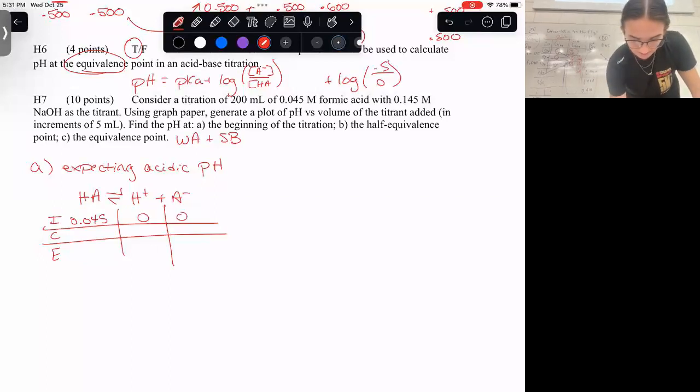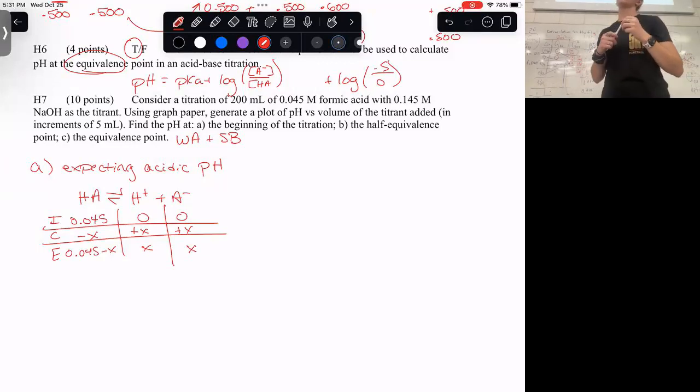Do we have anything to start with, H+ or A-? No. What's our change going to be? So at equilibrium, we have 0.045 minus X, X, and X.